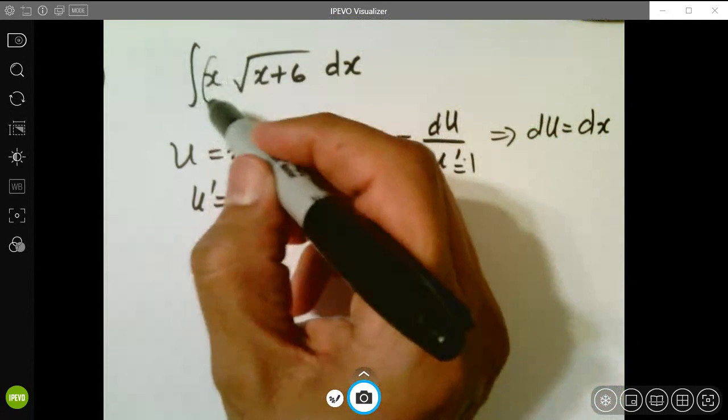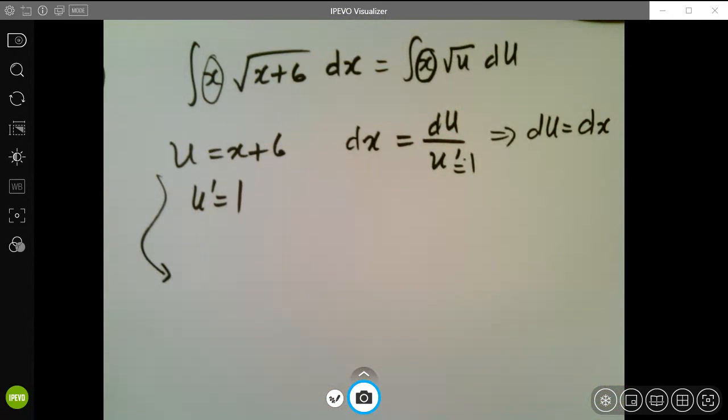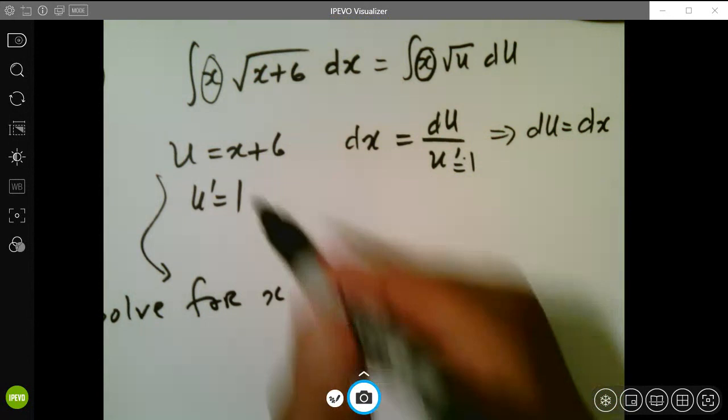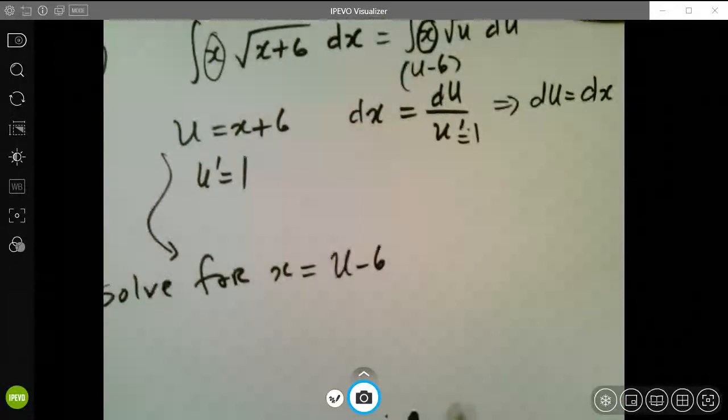Unfortunately, if you do x root of u du, we still have this x and we cannot cancel it. So what do you do? You solve for x, and clearly this is u minus 6. Now this becomes u minus 6. So now what will you get?